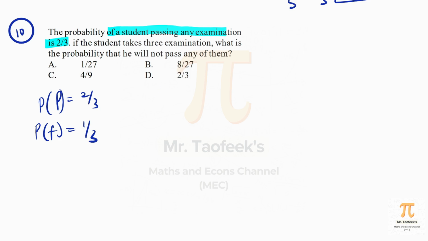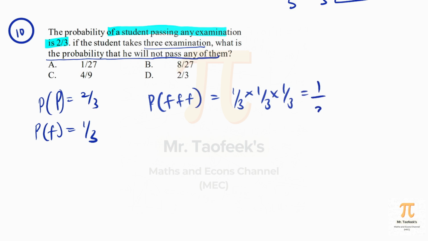If the student takes 3 exams, what is the probability that he will not pass any of them? The probability that he fails the first exam, fails the second exam, and fails the third exam. That's very simple. The probability of failing is 1 over 3, isn't it? So that's just 1 over 3 times 1 over 3 times 1 over 3, and that is 1 over 27. Our answer is A. As easy as that.